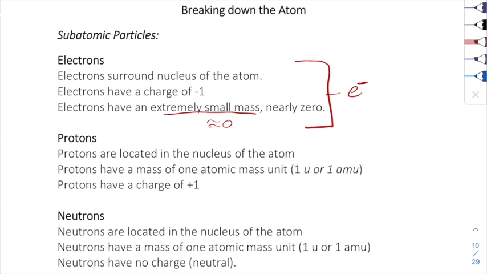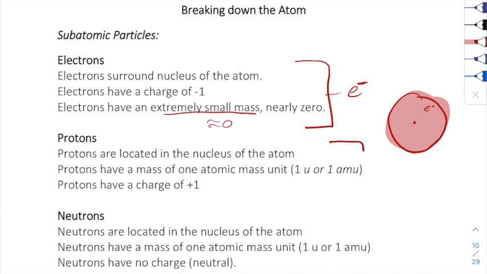In our model of the atom, the electrons are found outside. They're found in sort of a cloud. I like to go with a cloud idea, in a space around the nucleus.